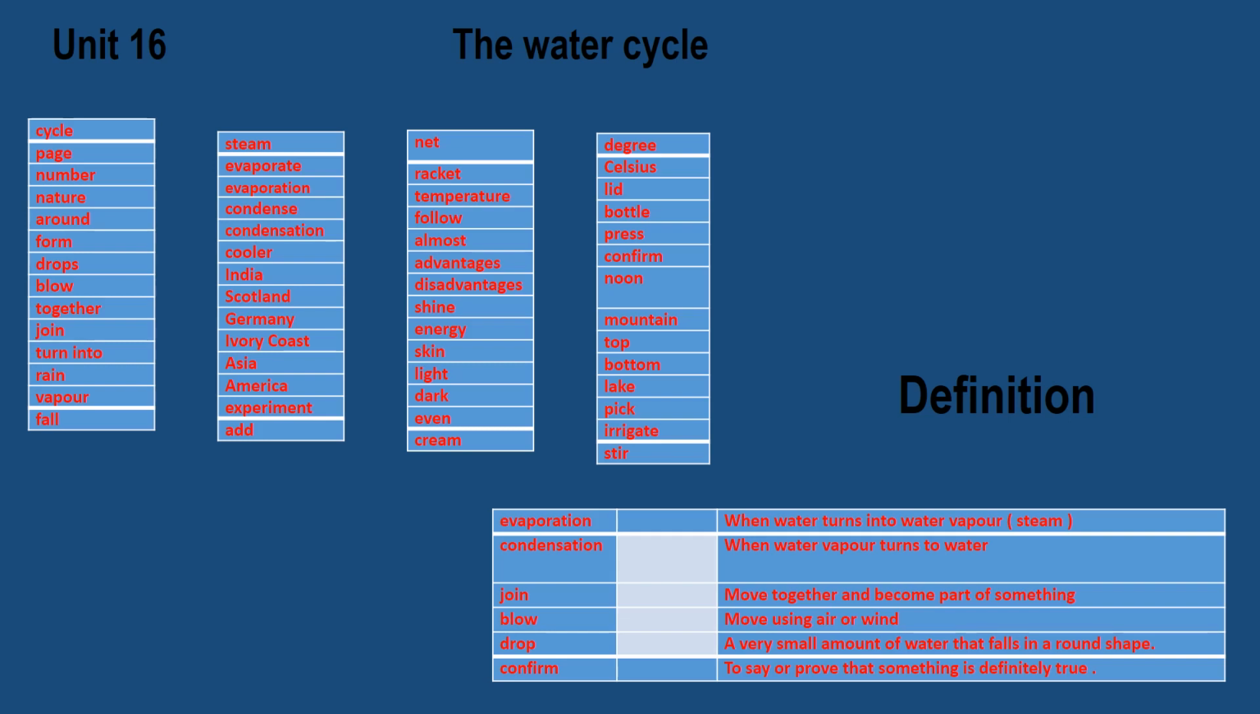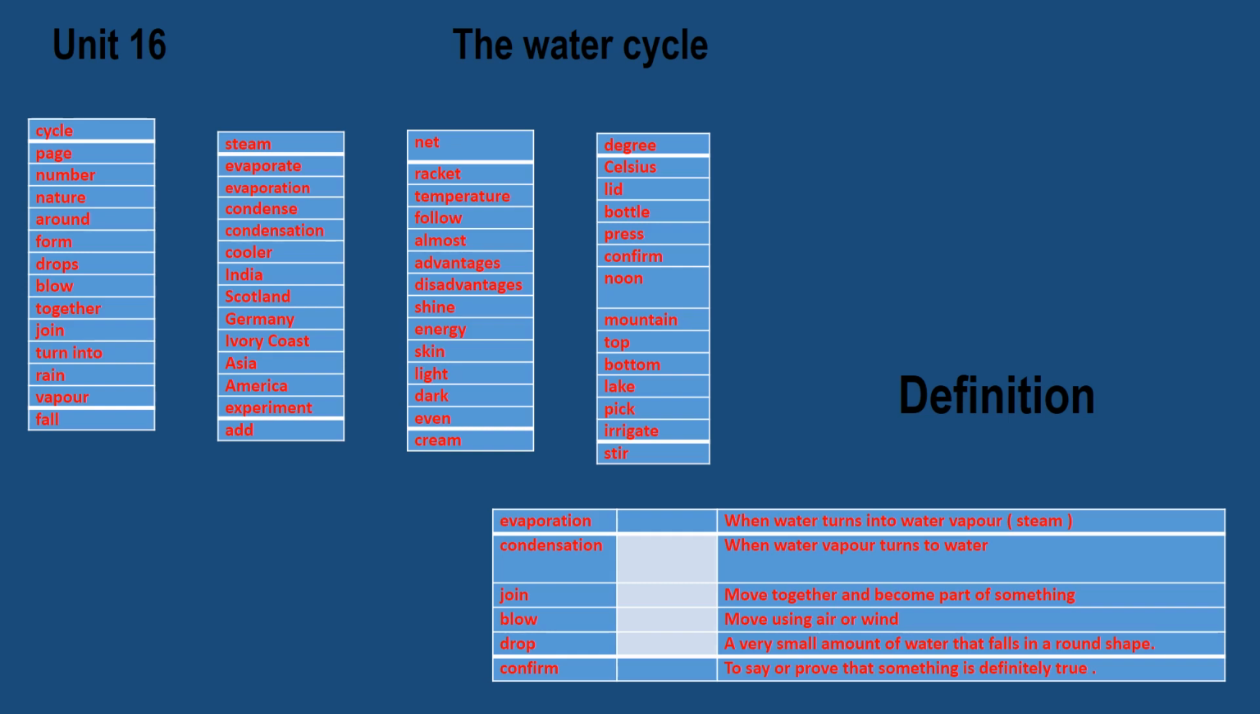Cooler, India, Scotland, Germany, Ivory Coast, Asia, America, experiment, add. Then we have net, rocket, temperature, follow, almost, advantage, advantages, disadvantages, shine, energy, skin, light, dark, even, cream, degree, Celsius, lead, bottle, press, confirm, noon, mountain, top, bottom, lake, pick, irrigate, and stir.